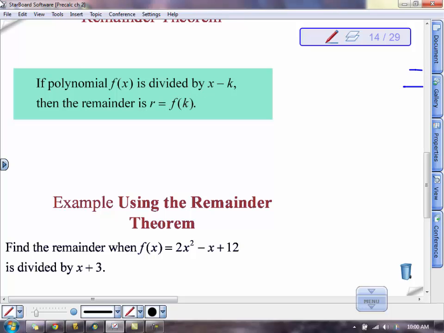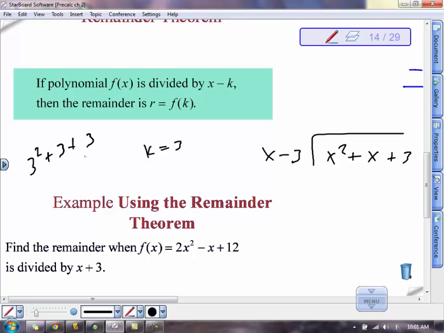So if we're going to divide x minus 3 into some polynomial, if I want to find the remainder, all I have to do is take the k value. This is really x minus 3, so k is equal to 3 here. I have to plug it into the original function. So it's going to be 3 squared is 9 plus 3 plus 3 gives me 18, or I'm sorry, 15. So the remainder is 15. And that's a lot quicker than actually doing the long division.